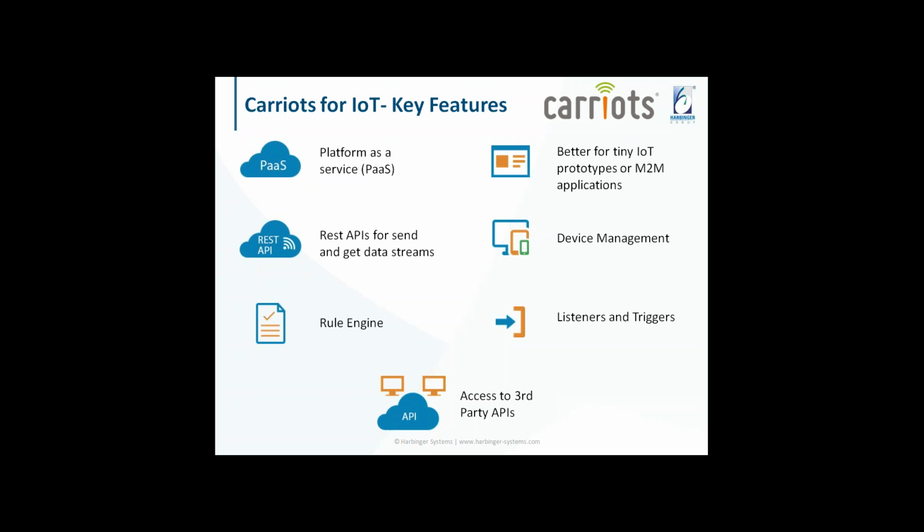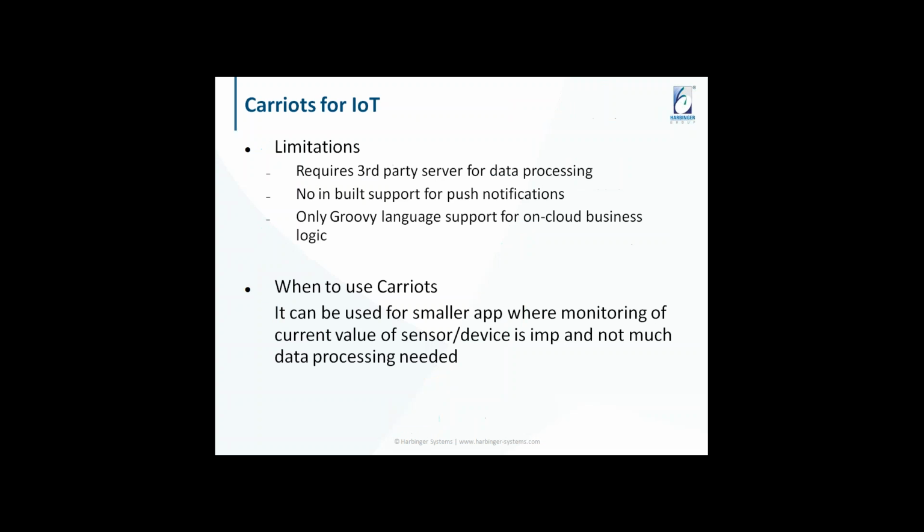Now we see that the core components of an IoT platform are very well implemented in Carriots, and they are well suited for a specific set of applications. However, there are some limitations also. Let's have a look at a few limitations and also discuss the scenario most appropriate for the Carriots IoT platform. In terms of limitations, there is not much support for data processing within the Carriots IoT platform. One needs to write a third-party cloud application and access data from Carriots with the help of the API.